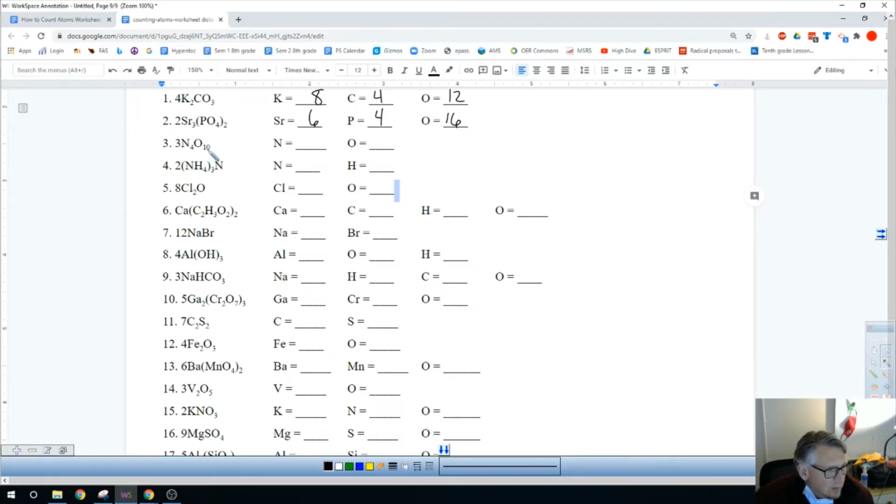3 and 4 O10s. So 3 times 4 is 12. For the oxygens, 10 times 3 is 30. 2 NH4s, 3 times, with an N. So this 2 tells us that everything behind it we have 2 of. So N times 1, N times 3 is 3, times 2 is 6.